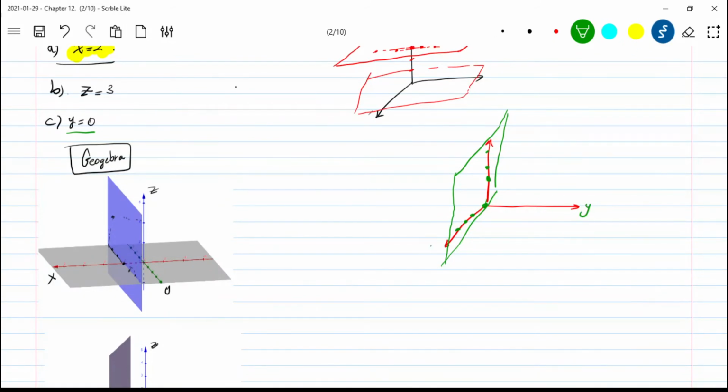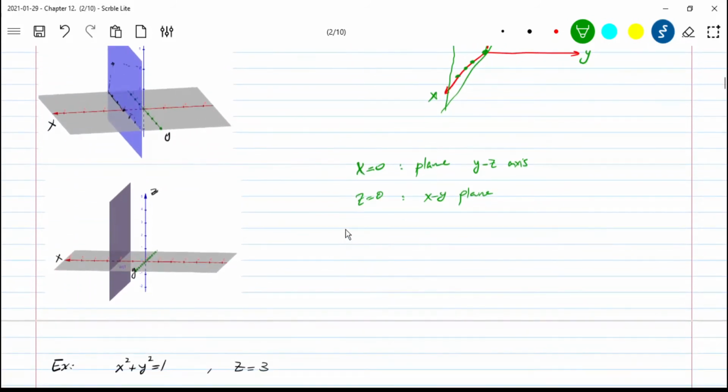So this is y, x, and z. So y equal to 0 is basically the xz plane, the plane that contains both the x and z axes. The same as if I had said x equal to 0, this would be the plane passing through the y and z axes, containing these two. And the same with z equal to 0 would be our xy plane. Okay, so this is not very difficult. The problem is with the graphing, the drawing of it.